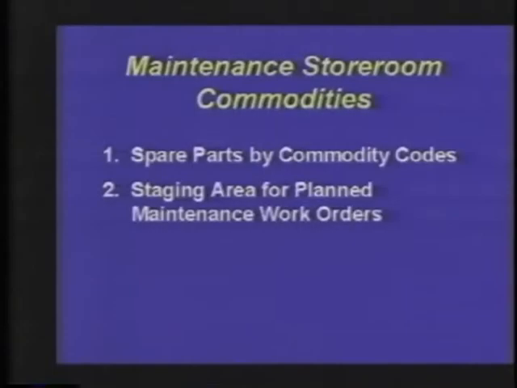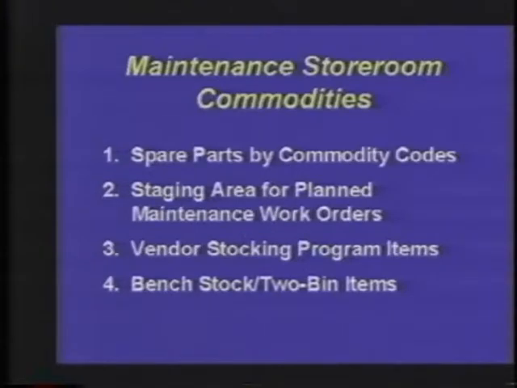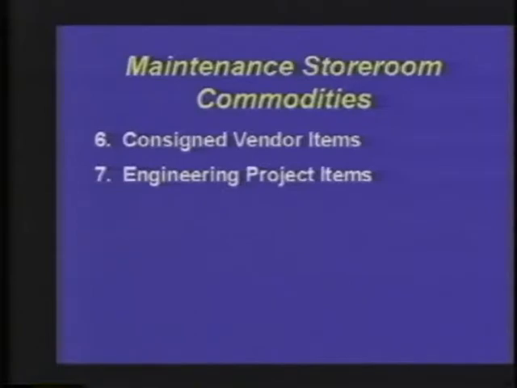2, a staging area for planned maintenance work orders. 3, vendor stocking program items. 4, we would have the bench stock. That's our 2-bin system items. 5 is the extra security items, the bonded crib within the storeroom. 6, vendor consigned material. Here again, we'd want to make sure that we are covered by an insurance carrier for the value of those items. Likewise, 7, engineered project items.